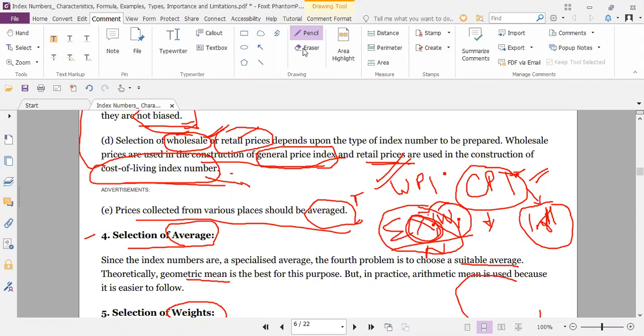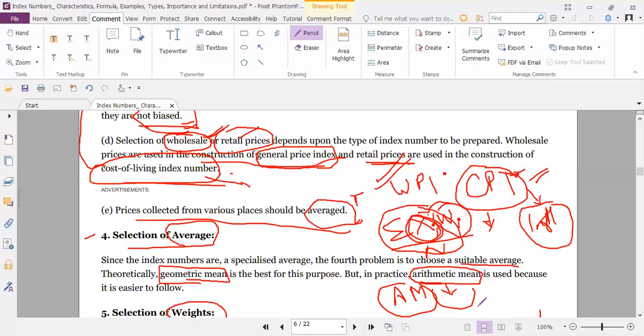So actually, GM is always a better way of finding any average. This will give you more accurate result. But we always see that AM, that is arithmetic mean, is used to find out any averages in economics. This is because it is easier, right? It is easier to calculate than this, and that's why anywhere you go, you see that arithmetic mean is used, not geometric mean.